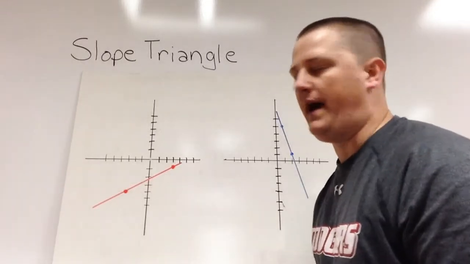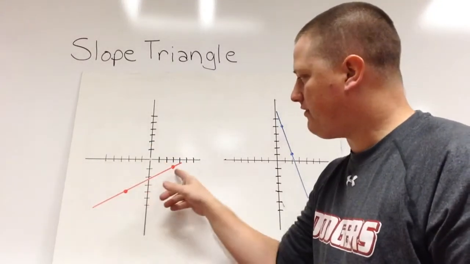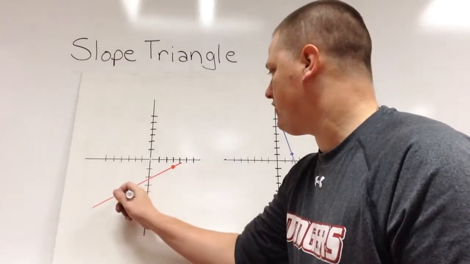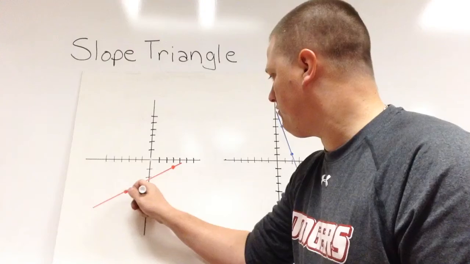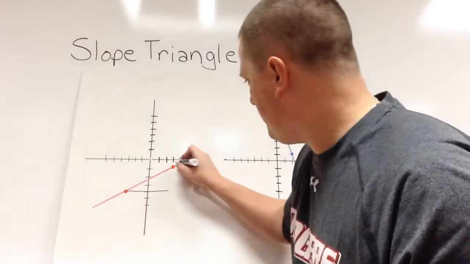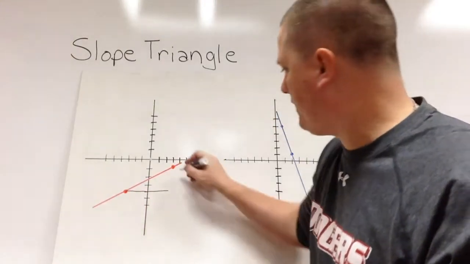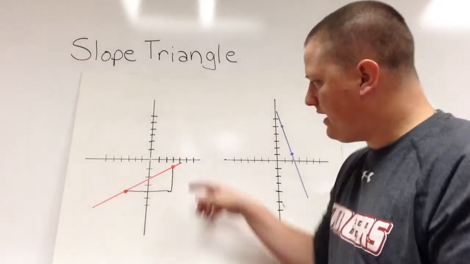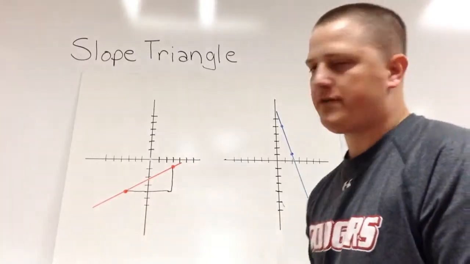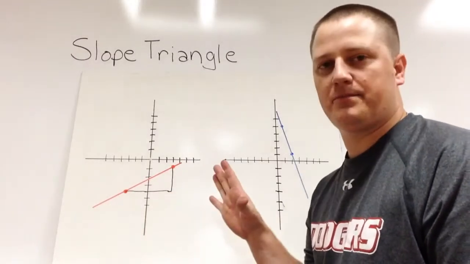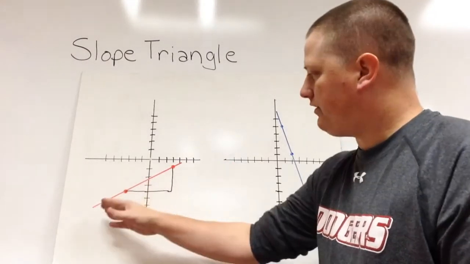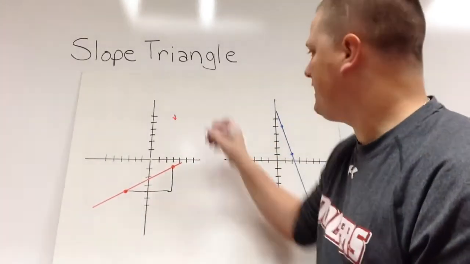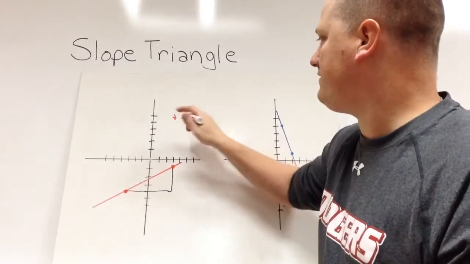So here I have 2 graphs. We're going to start with the one on the left. I've already picked out 2 points, and I'm going to make my triangle. So I'm going to start here and go horizontally until I get right under my point, and then go vertically. And so I have a rise and a run. First thing that I like to figure out is, is this positive or negative? This one goes up, so this is going to be a positive slope. And then I need to figure out the rise and the run.